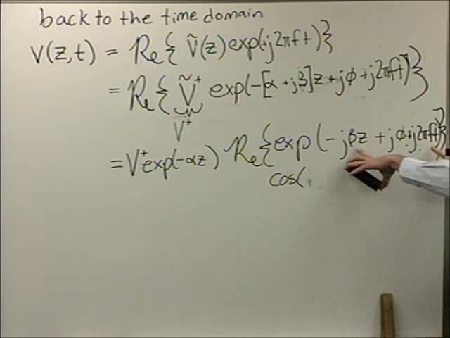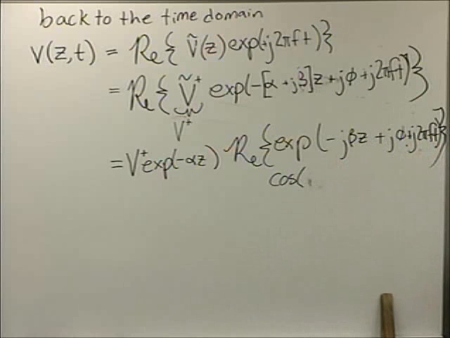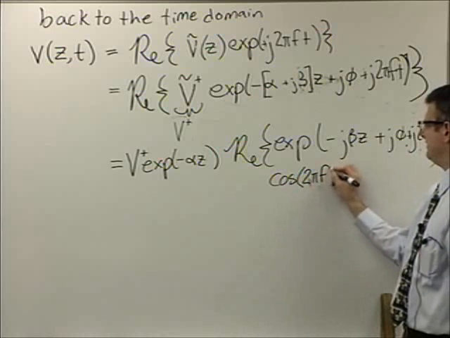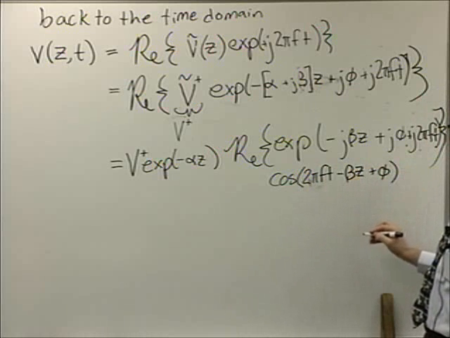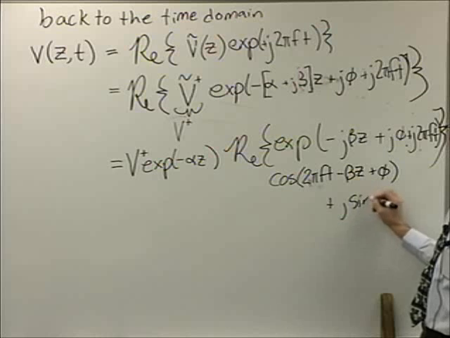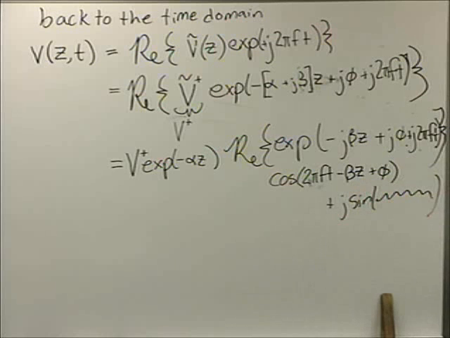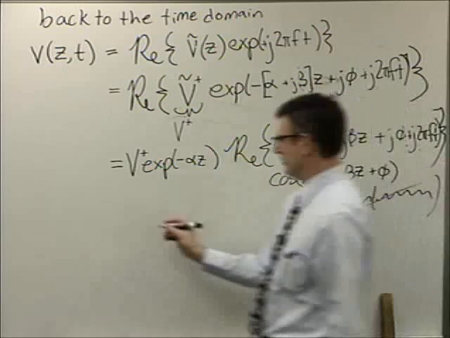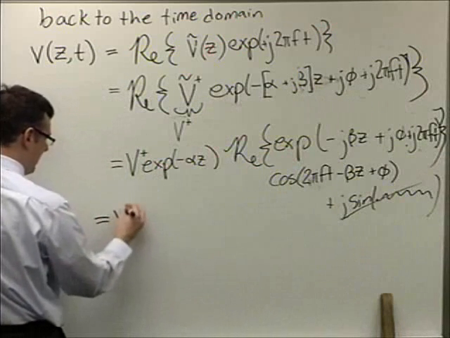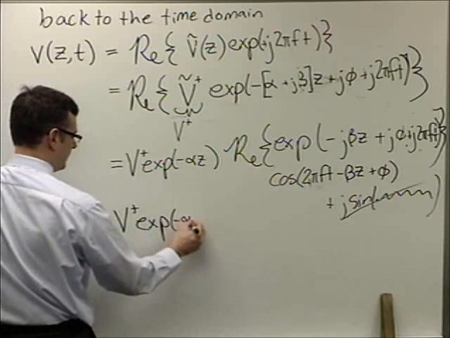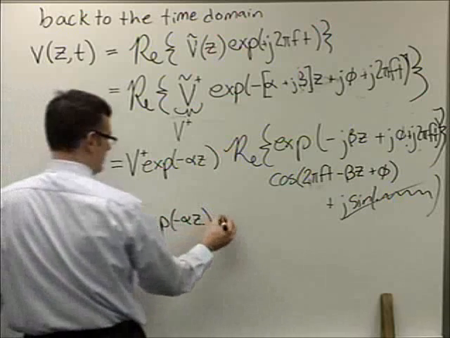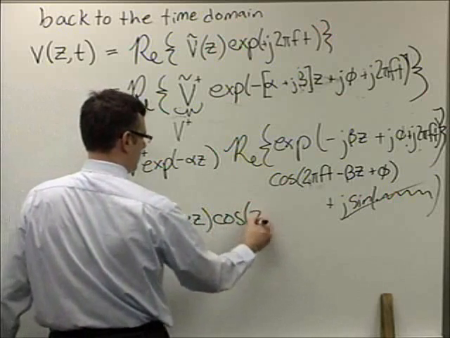Okay, so I got a bunch of imaginary terms in my exponent. I know I can write that as the cosine of the sum of each of these things: 2 pi f t minus a beta z plus an arbitrary phase, and plus j sine the same thing. And I'm not even going to write it because we know we're going to get rid of this. We're taking just the real values. So the final answer in the time domain, the thing that you would measure with a scope at different points along the transmission line z, would have the following functional dependence.